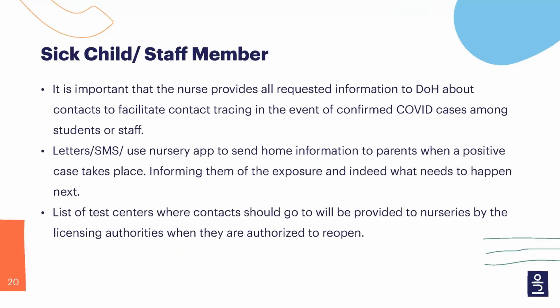It's important that the nurse provides all information to the Department of Health about contacts to facilitate contact tracing in the event of a confirmed case. Letters, SMS, and using a nursery app to send home information when a positive case has happened, informing them of the exposure and indeed what needs to happen next. It's important that you then have a list of test centres where contacts should go to be provided, and this then can be circulated to your relevant staff.